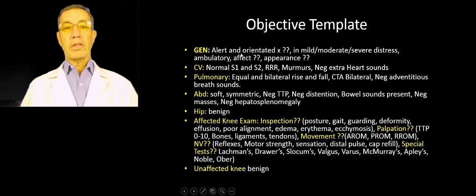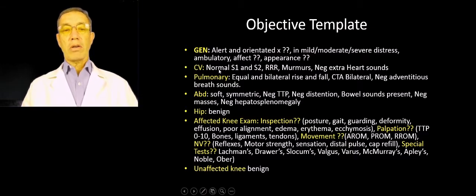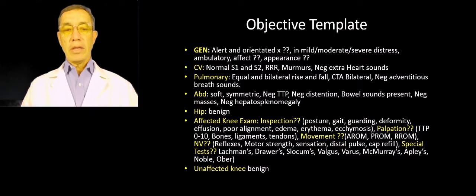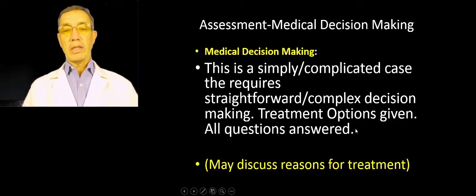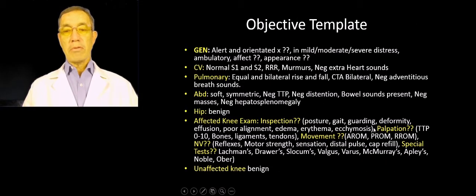On the objective, give a general overview, talk about cardiopulmonary and abdominal examination, and then you want to look at the joint above and below. So for the knee, you look at the hip and you look at the ankle, and then you look at the unaffected side and then the affected side. And typical things that we'll look at for the affected knee is how's their gait, are they guarding, do they have deformity, is there any swelling or effusion, poor alignment, edema, erythema, which is redness, ecchymosis, which is bruising.